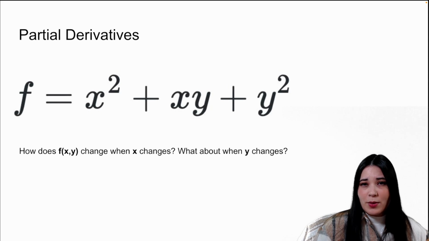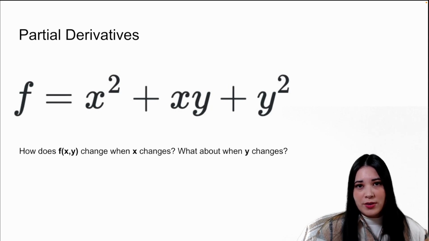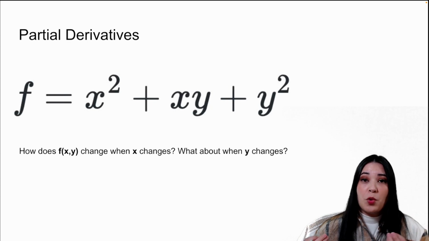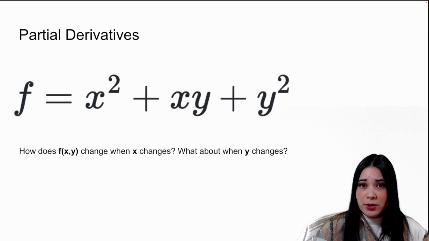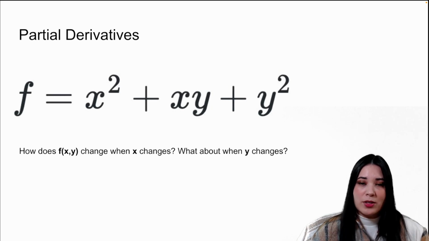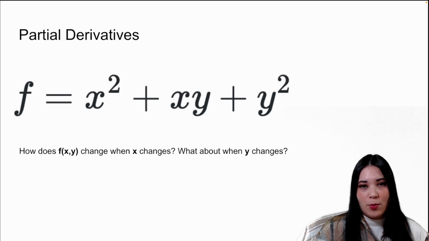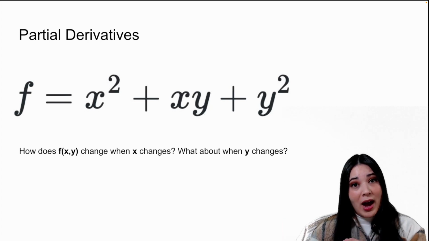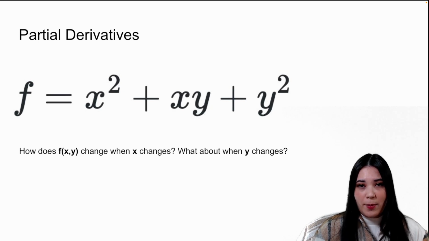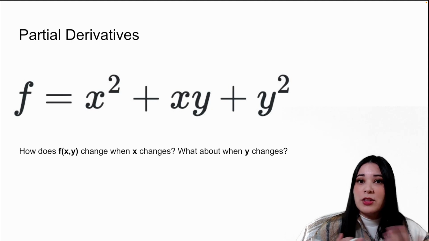Really quickly, let's review what partial derivatives are. Partial derivatives help us figure out how changing one variable in a multivariable function will affect the output of that function. For instance, in this multivariable function, x squared plus xy plus y squared, we have two variables, x and y, and we might want to ask the question, well, how does changing x affect the output of f? Or how does changing y affect the output of f? In the case of our models, this probably looks like how does changing one of the parameters or the weights of our models change the outputted loss?